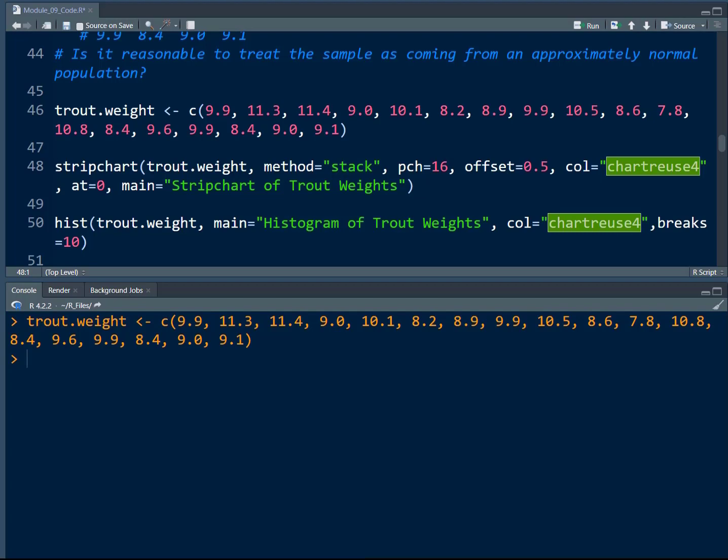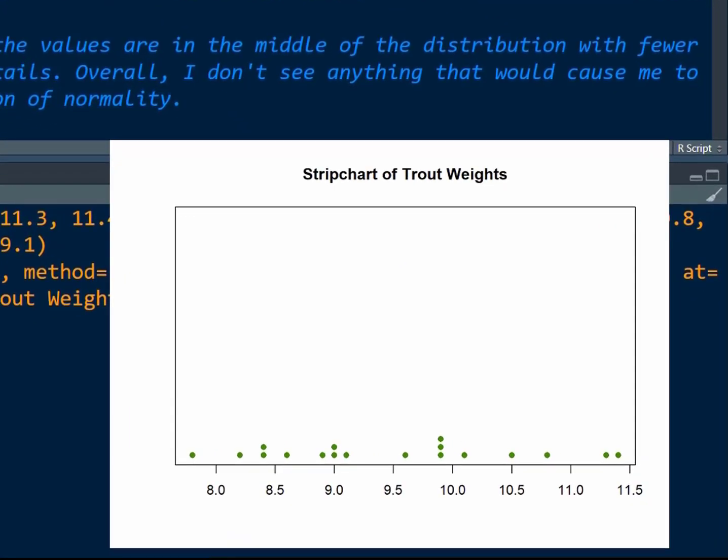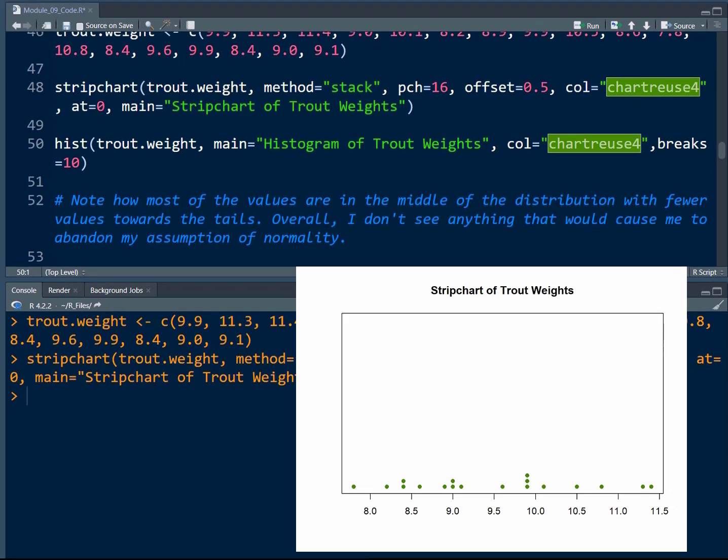Okay, let's take a look at a strip chart of the weights. Note how most of the values are in the middle of the distribution with fewer values towards the tails. Overall, I don't see anything here that causes me to abandon my assumption of normality.